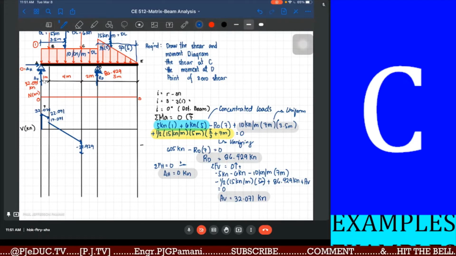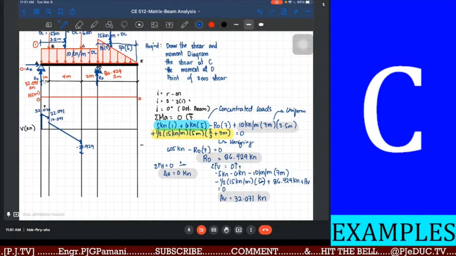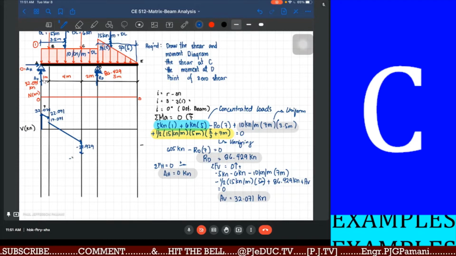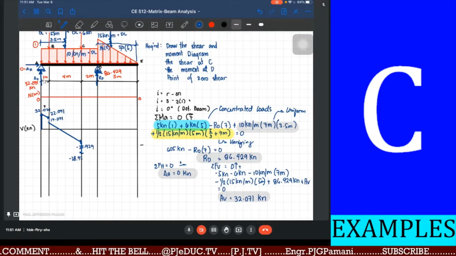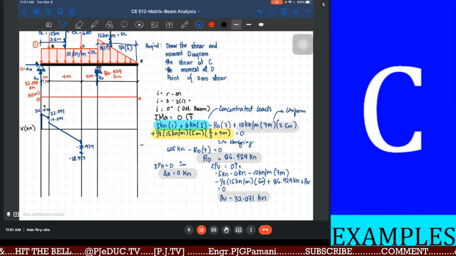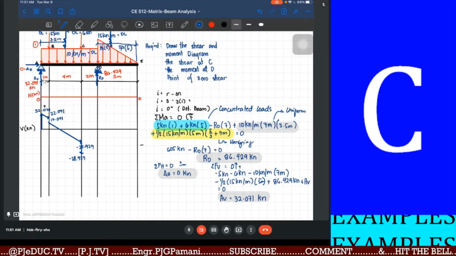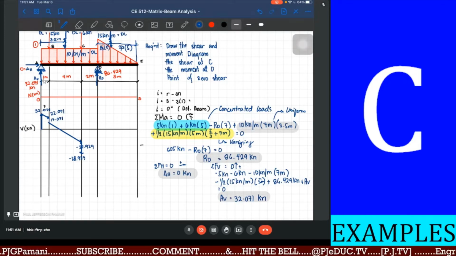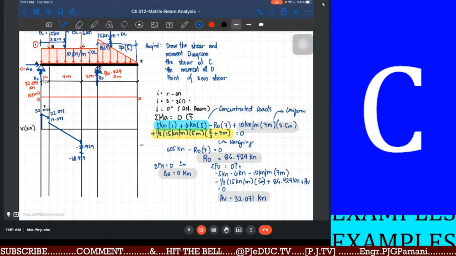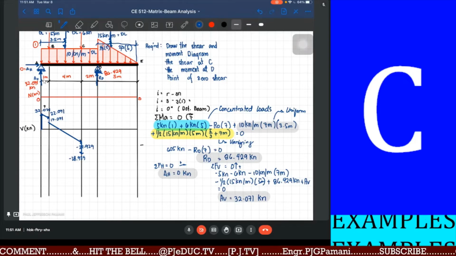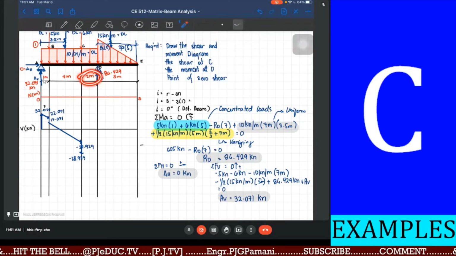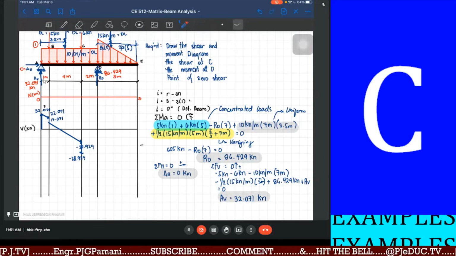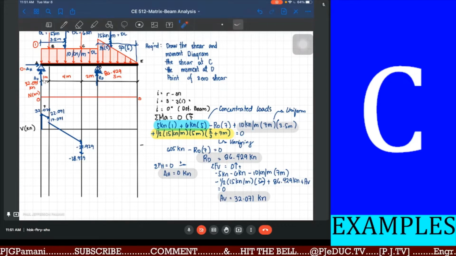Exaggerated yung figure ha, wag nyo na lang pansinin yung sobra-sobra. So we have negative 28.929 kilonewton. Then, bababa ulit yan dahil we still have a uniform load of 2 meters. So, negative 28.929 minus 10 kilonewton per meter times the 2 meters, which is the rest of your uniform load, is 48.929.